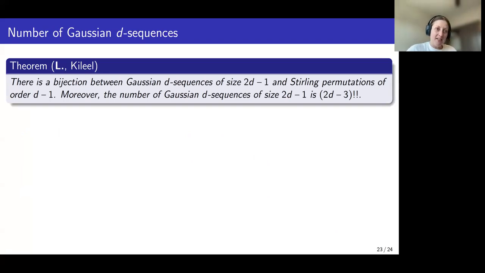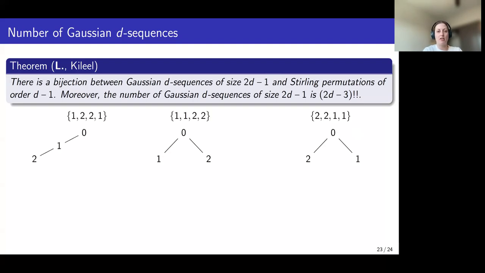And so in particular, because these are well-studied combinatorial objects, we can actually count the number of such Gaussian D sequences, and the number of those of maximal size is 2D minus 3 double factorial, where this double factorial just multiplies only the odd integers all the way down. Okay. And so how can we see this? Well, we can prove a really analogous bijection using these recursive trees.